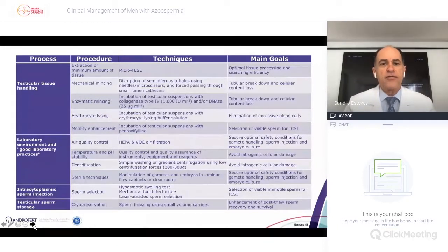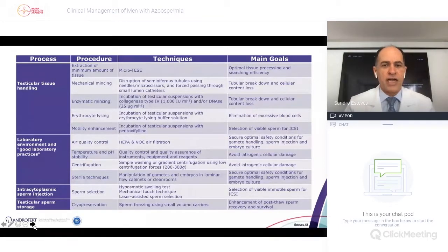We are interested in searching for sperm. If there is a contamination with blood cells, we need to use the erythrocyte lysing buffer to destroy these cells. And we can also use motility enhancement, motility activators like pentoxifylline, to be able to identify the motile sperm and therefore viable sperm for ICSI.